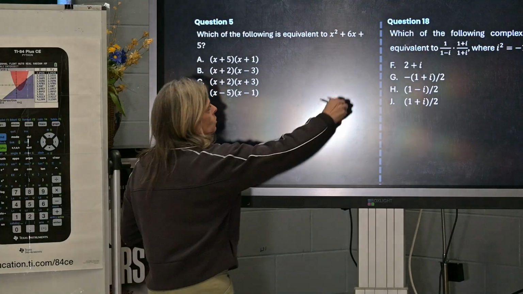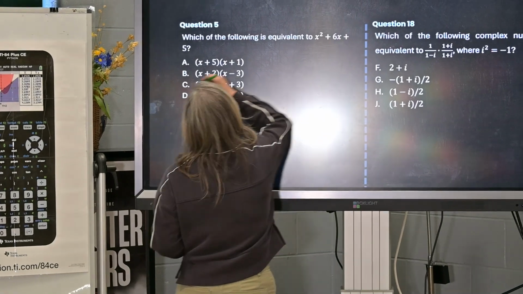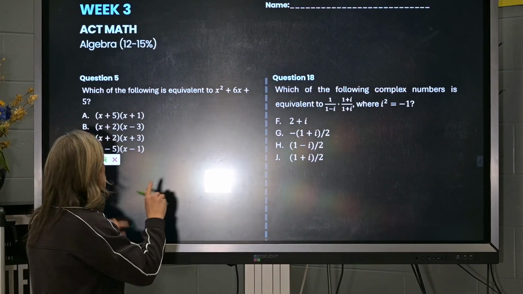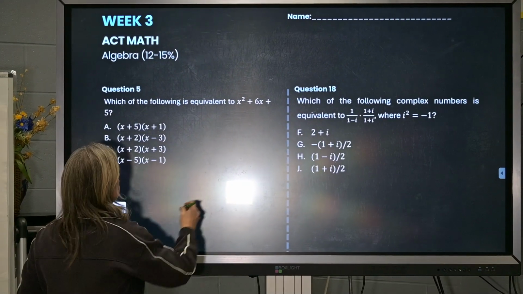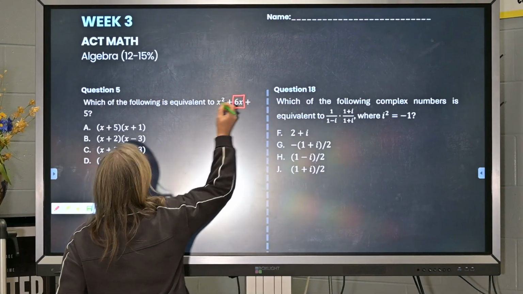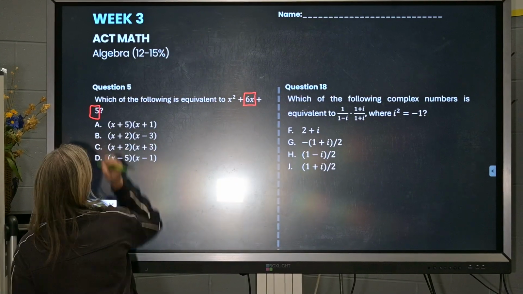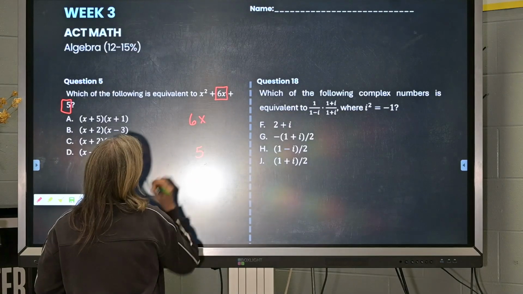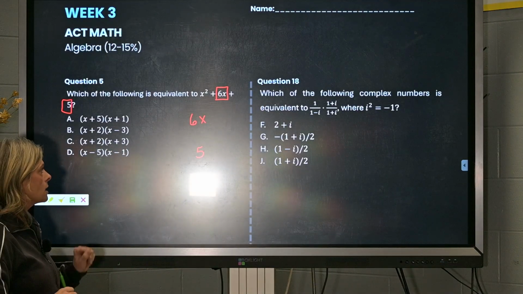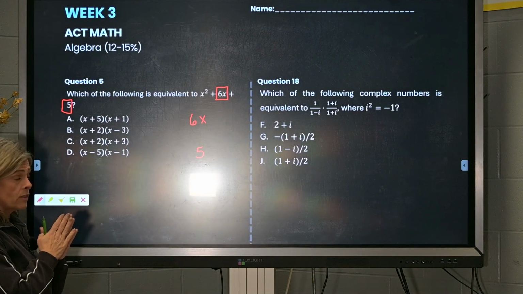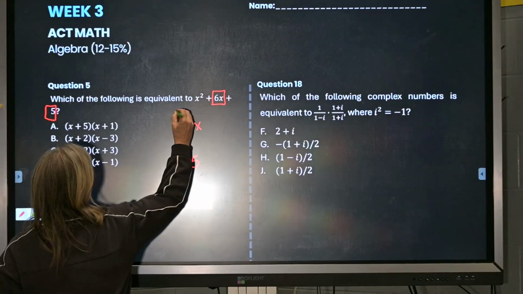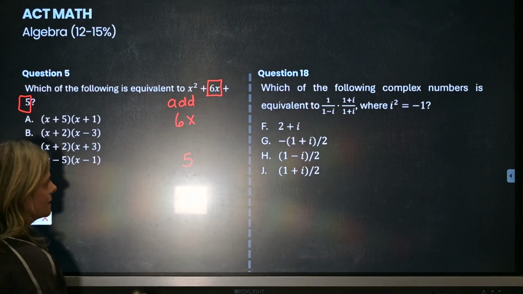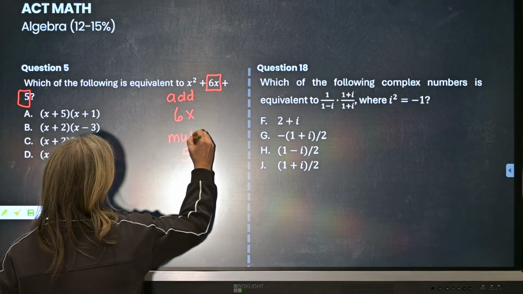So first of all, we need this middle term, 6x, and then we need the last term, this 5. So I'm going to write those down, okay? So 6x, and then 5. So what we're looking at is actually 2 numbers that we can add together that get me 6, okay? So we're gonna add to get 6, and we're gonna multiply to get 5, okay, multiply.